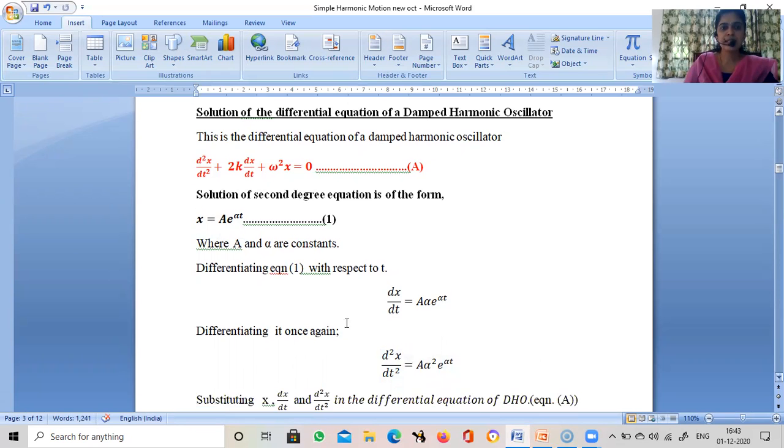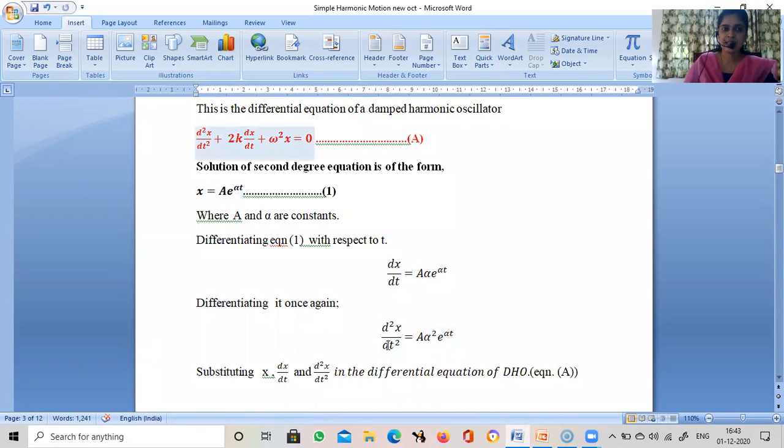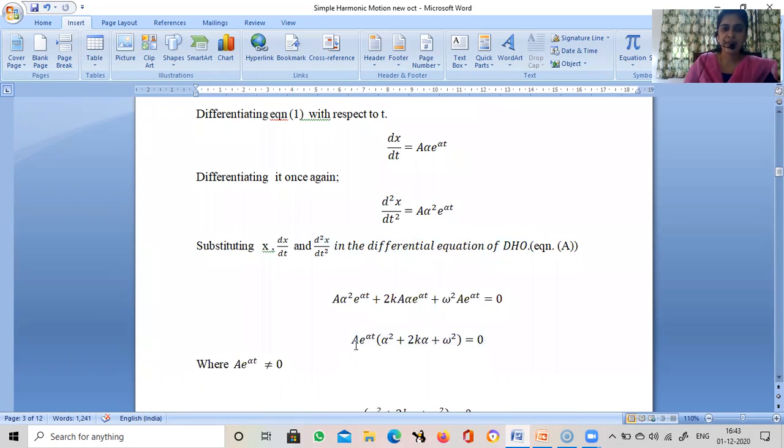Then substitute these values in the differential equation of the damped harmonic oscillator, equation A. After substitution we have a alpha square e raised to alpha t plus 2k a alpha e raised to alpha t plus omega square a e raised to alpha t is equal to 0. Taking the common factors outside, a e raised to alpha t into alpha square plus 2k alpha plus omega square is equal to 0.